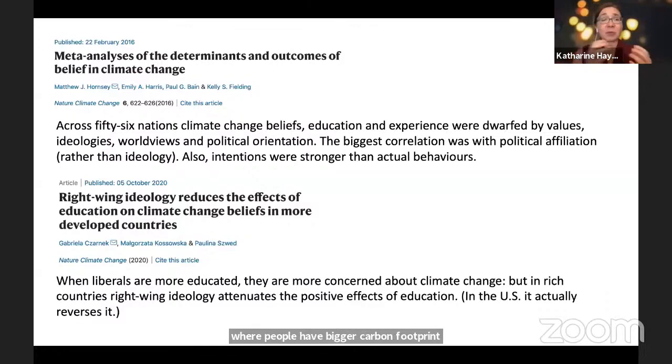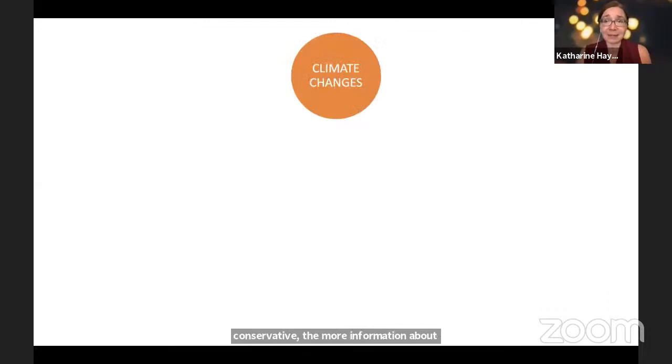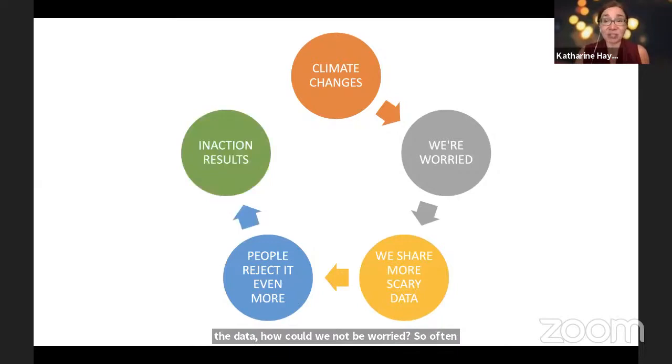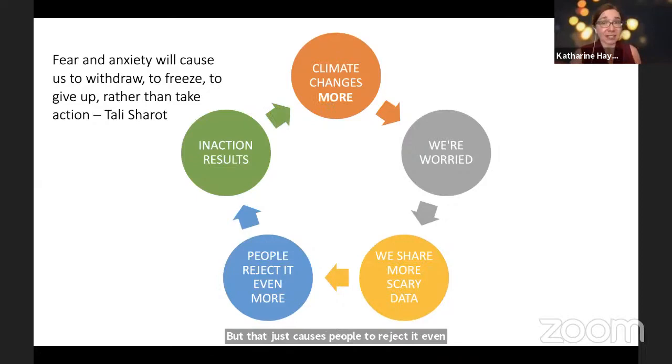So what happens is climate changes and we get worried if we follow the data. How could we not be worried? So often what we do is we simply share more scary data, but that just causes people to reject it even more. And inaction results and climate changes even more. As neuroscientist Tali Sharot says, fear and anxiety cause us to withdraw, to freeze, to give up rather than take action. So this type of data is not moving the needle any more than it already has. How do we break this vicious cycle?